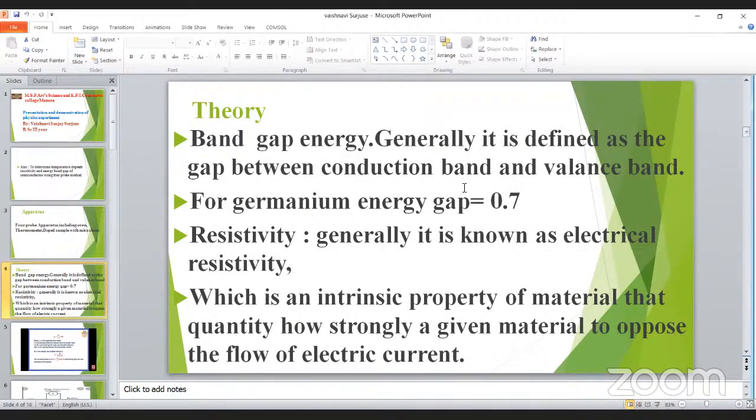The theory required for this experiment is band gap energy. Generally, it is defined as the gap between the conduction band and the valence band. For germanium, the energy gap is 0.7 electron volt. The second one is resistivity. Generally, it is known as electrical resistivity or volume resistivity, which is an intrinsic property of a material that measures how strongly the given material opposes the flow of electric current.